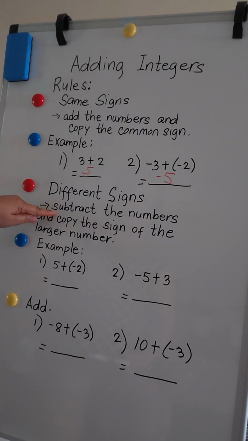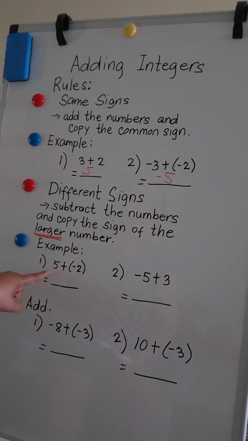So subtract the numbers with different signs and copy the sign of the larger number. Larger number: just identify the number, and identify the sign later. Okay, so let's take example number 1. It says positive 5 plus negative 2.